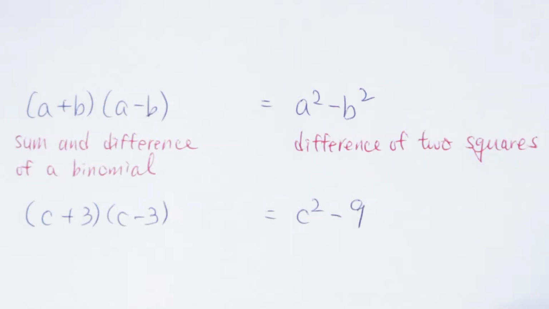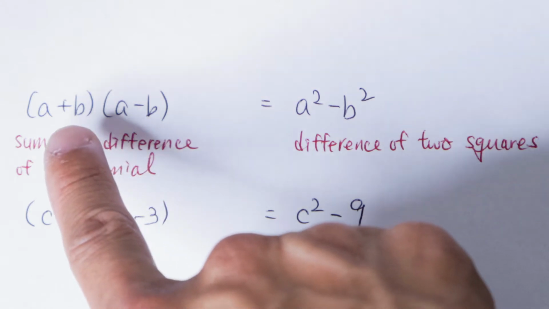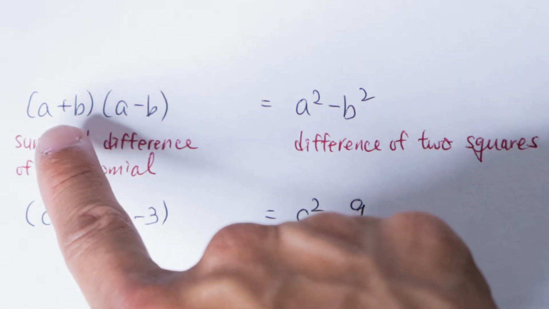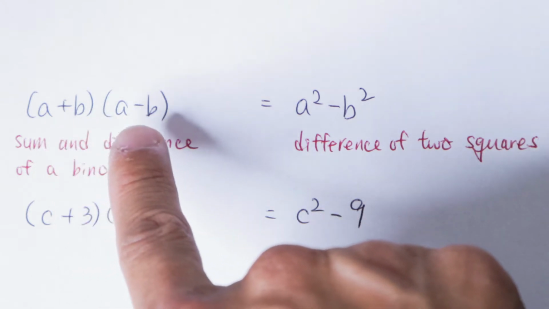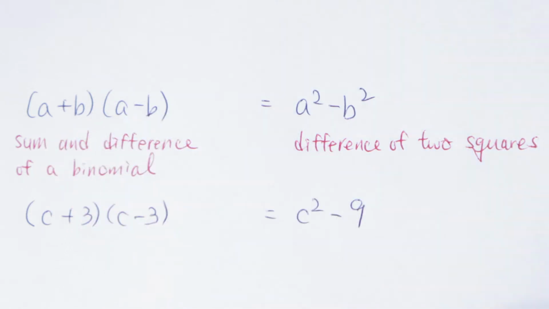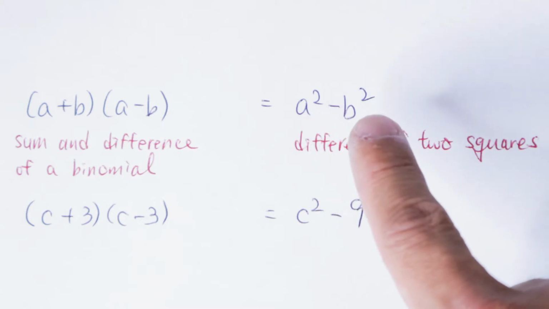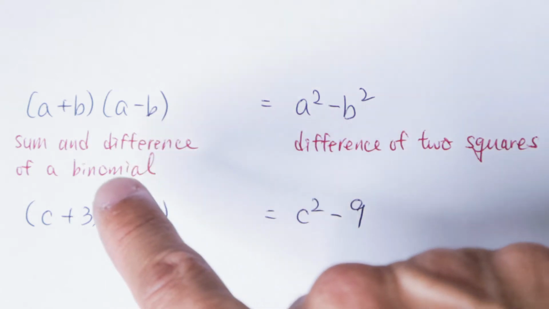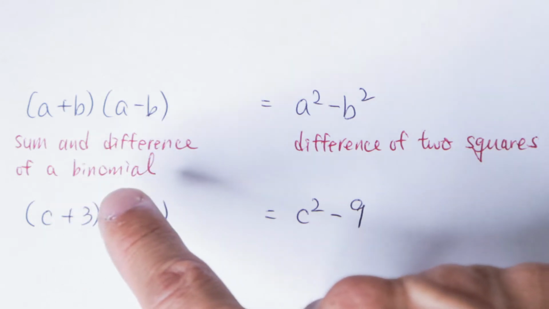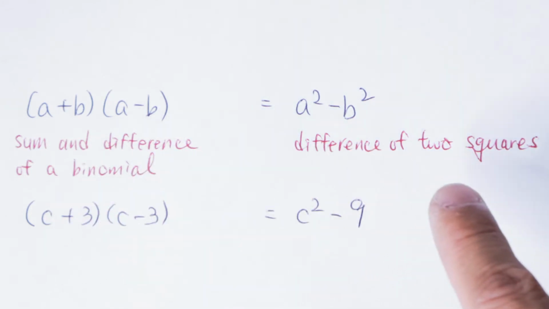Likewise, in 2-3, you also learn how to multiply the sum and difference of a binomial, where one parenthesis has a plus sign in the middle, and then the other parenthesis has a minus sign in the middle. And when that happens, the shortcut is to square the first term minus the square of the second term. Well, the factor form is called the sum and difference of a binomial, and the standard form is called the difference of two squares. Why?